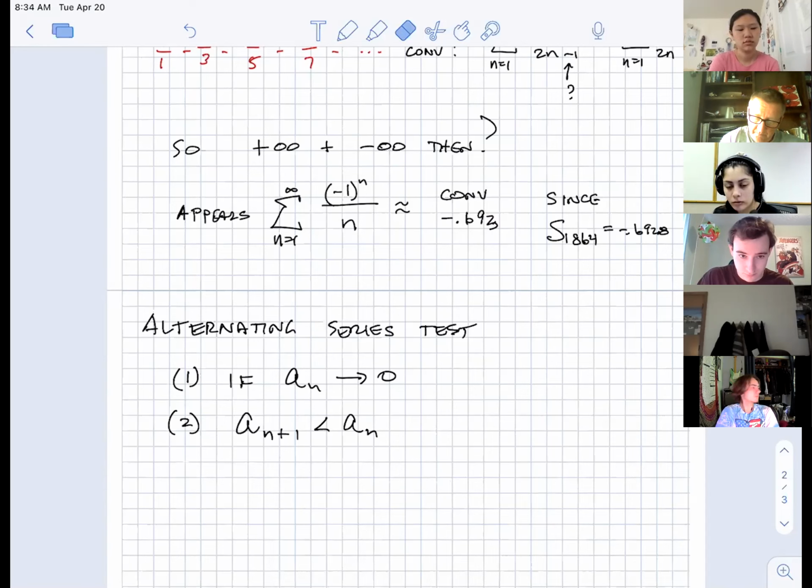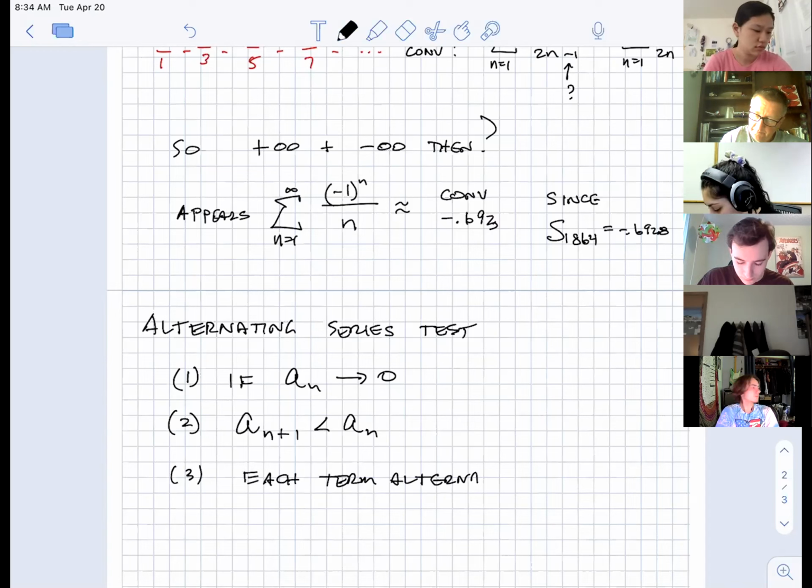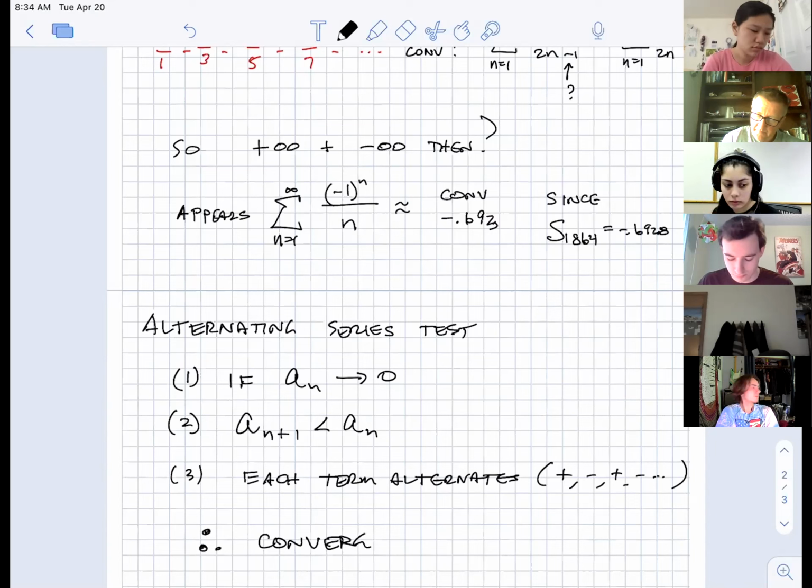And kind of finally, each term alternates, plus, minus, etc. Hence, it actually will converge. Any series, as long as the terms get smaller, any series, if the terms get smaller and they alternate, it's going to converge.